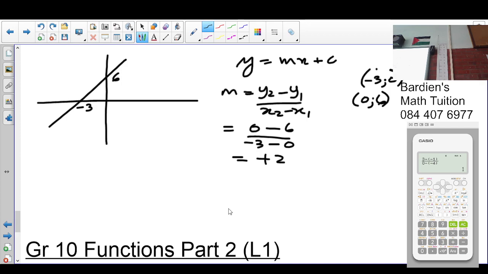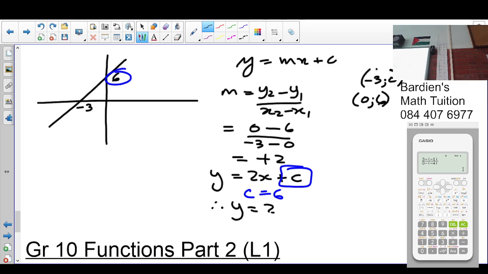Okay, so what's my equation? y equals 2x plus c. So what do I do now? I substitute one of the points. Or we know that c will be 6. So therefore your equation is y equals 2x plus 6.